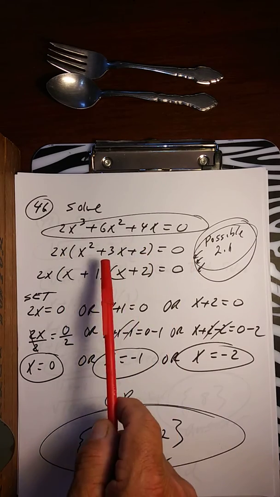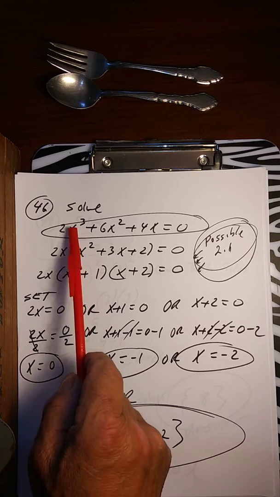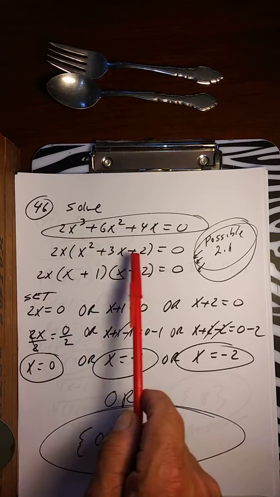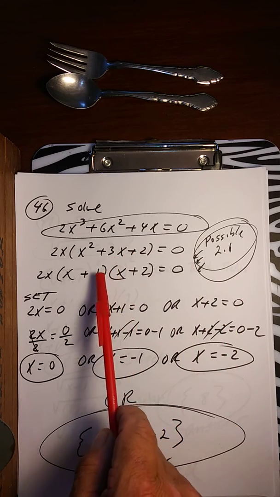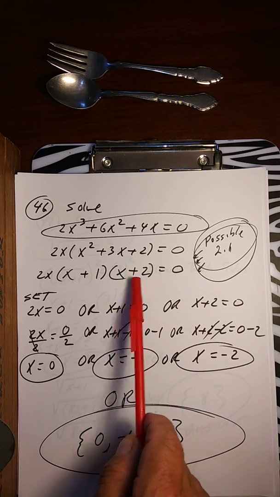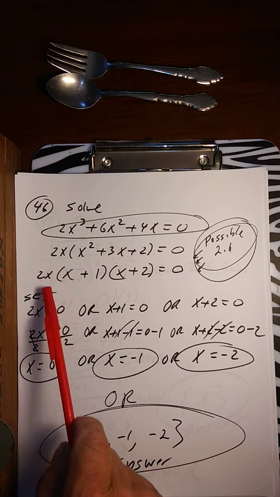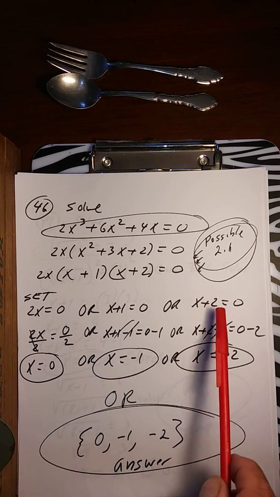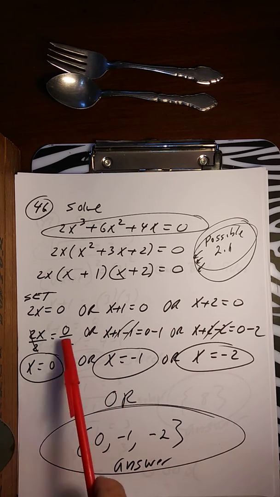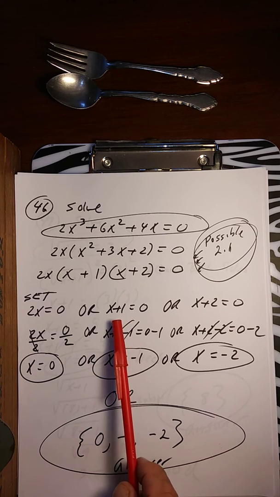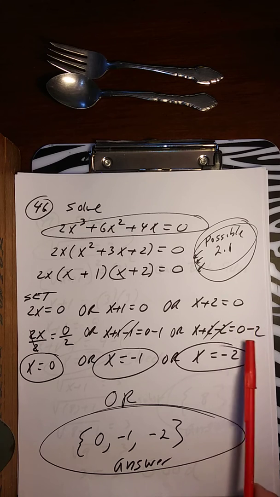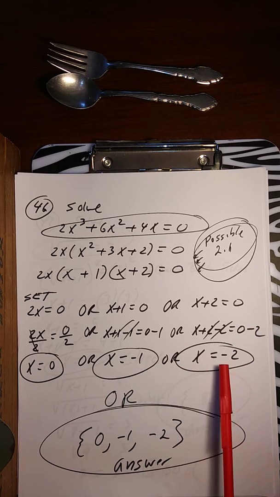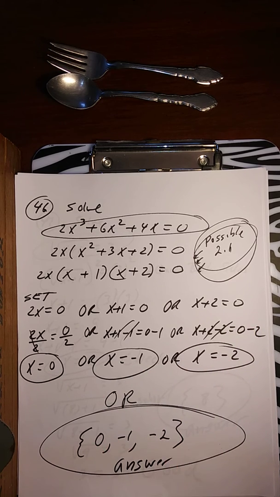First, you take out the greatest common factor, which is 2x, because 2x times that is 2x cubed, 2x times that is 6x squared, 2x times that is 4x. So now this right here, possible is 2, 1, so it's going to have to be 1 times 2 is 2, 2 and 1 is 3. So we have 2x equals 0, x plus 1 equals 0, x plus 2 equals 0. Divide by 2, 0. Minus 1, so x is negative 1. Minus 2, x is negative 2. So we have 0, negative 1, negative 2.